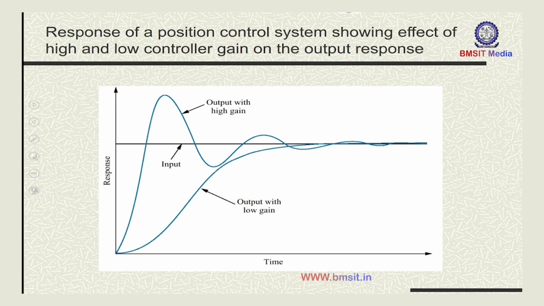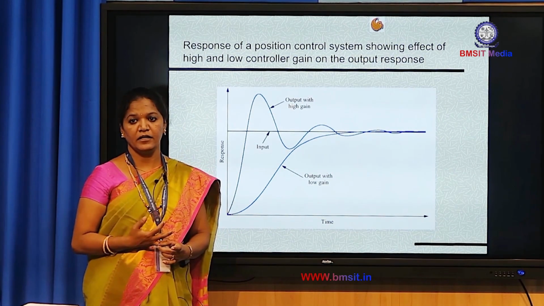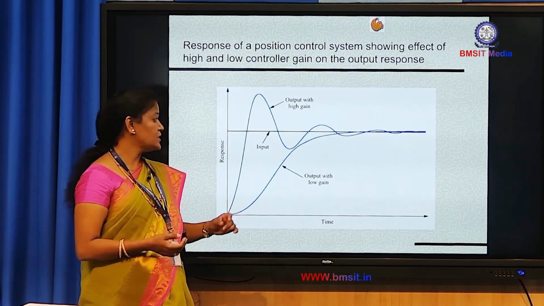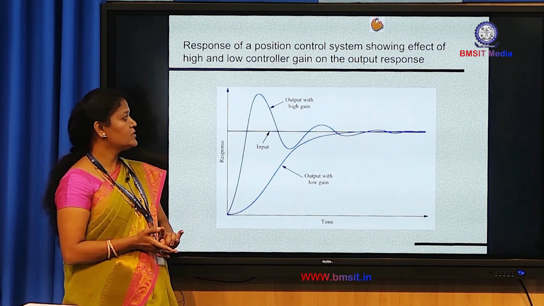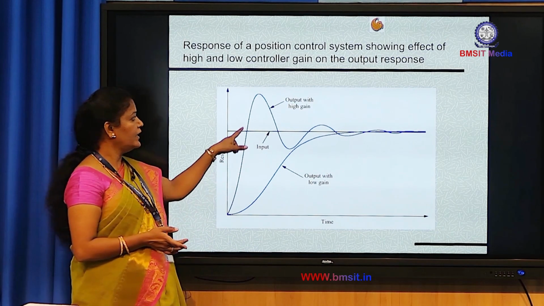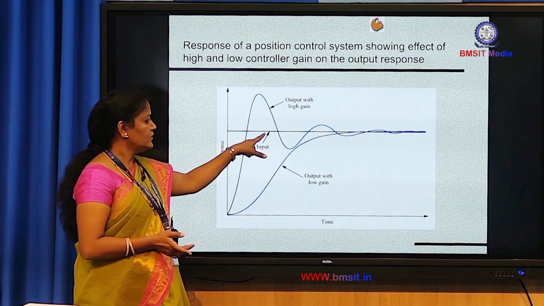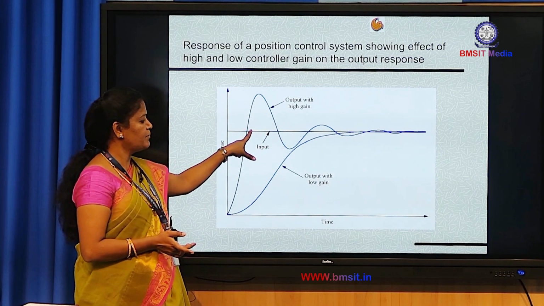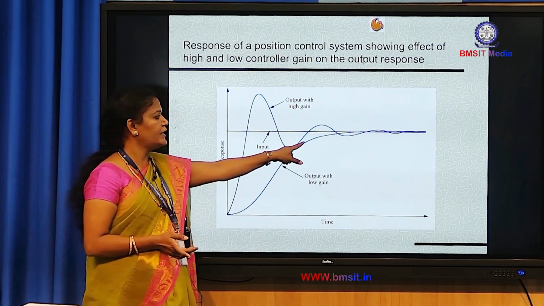So, the response of the position control system showing the effect of high and low controller gain on the output response. So, this may be again response versus time. The output with a high gain is indicated with a high peak, and the input is given as a step input, and the output with a low gain is indicated here.